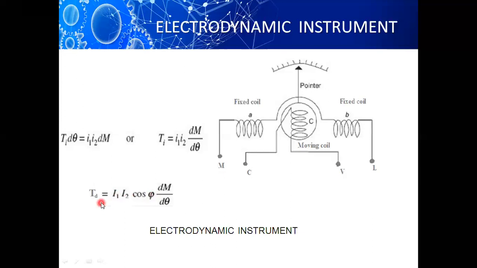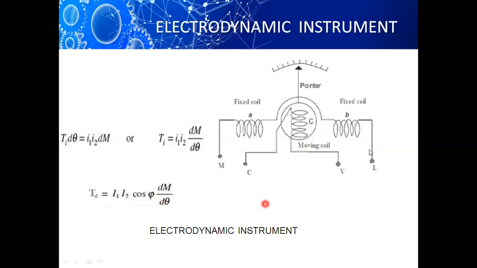So I'll come again once here. If the supply is sinusoidal, if you are trying to measure a sinusoidal quantity, the deflecting torque is given by I1, I2 cos phi. These are magnitudes of the currents. That is why they are written in capitals. If you check here, they are written in small letters, which means they are instantaneous values. And here they are magnitudes, and I1, I2, cos of the phase angle difference between I1 and I2 into dM by d theta. So we can directly write TD is proportional to I1, I2 cos phi.